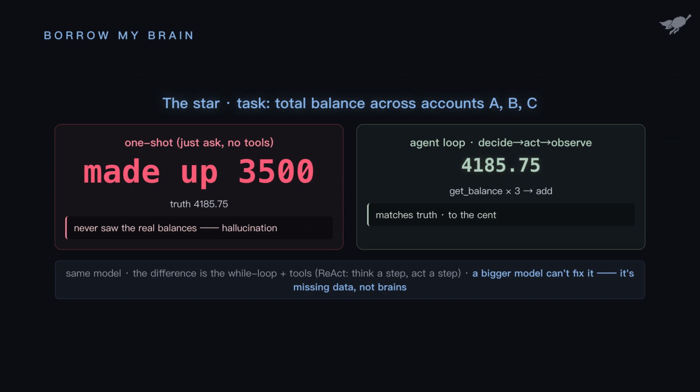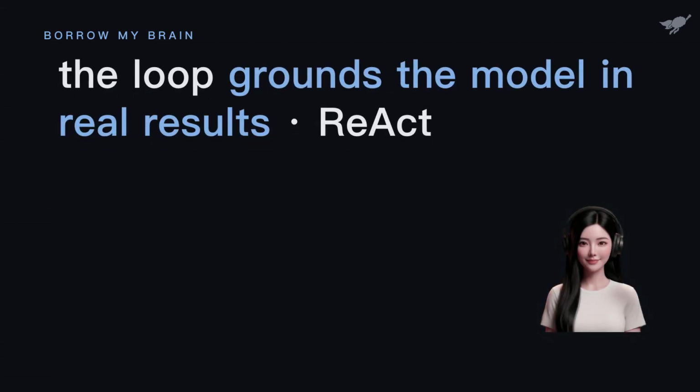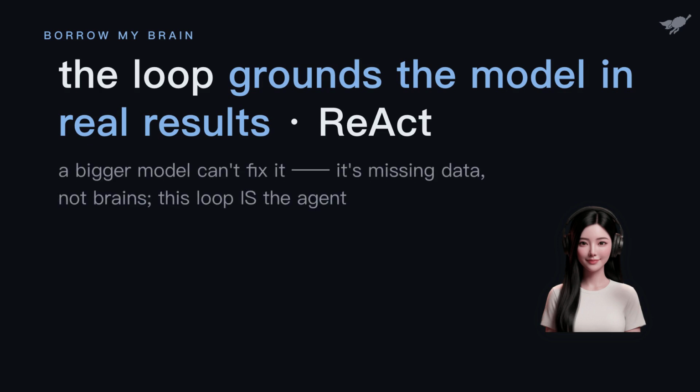Now switch it over to the agent loop. The model doesn't answer directly. It decides. First, check A's balance. The loop calls the tool, pulls back the balances for A, B, and C one at a time, and feeds them back to the model. The model decides again. Add these 3 up. It calls the add tool. Exact, down to the penny. Look closely. Same model. The only difference is that while loop and the tools it can call. The loop grounds the model in real results, instead of letting it make things up with its eyes shut.